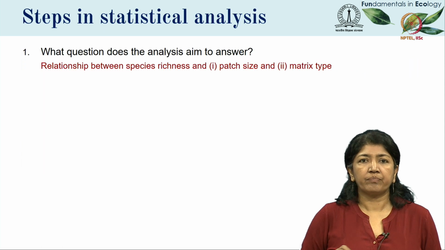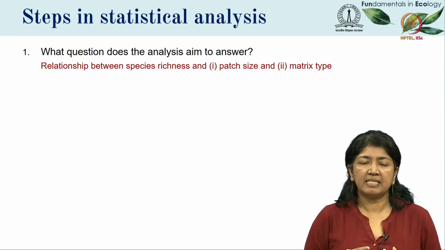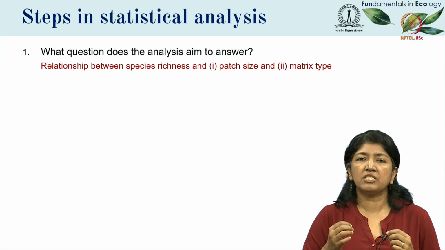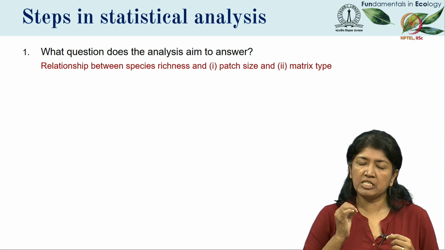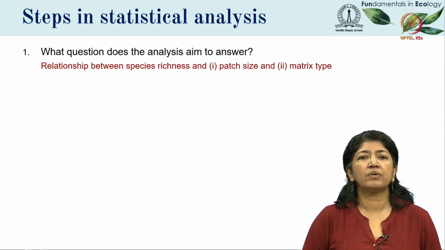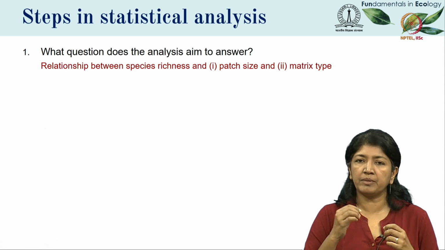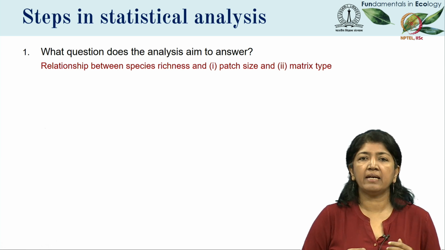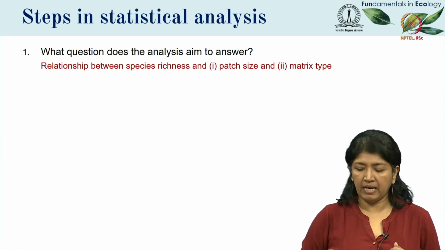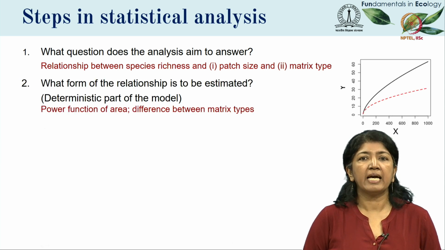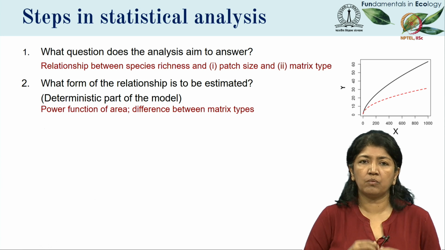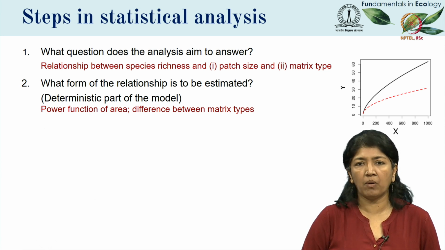So, let us again go through the steps in statistical analysis. First, what is the question that this analysis specifically aims to answer? So, here I am interested in the relationship between species richness and patch size on the one hand and matrix type on the other. Second point, what form of the relationship is to be estimated? What is the deterministic part of the model?